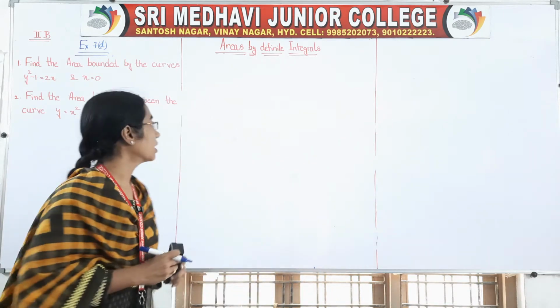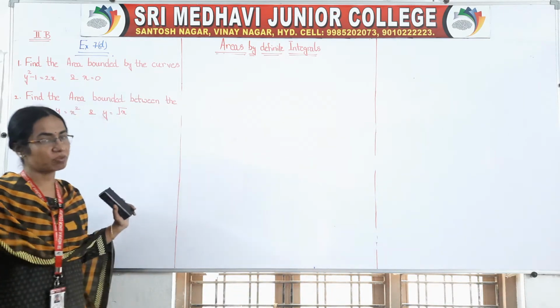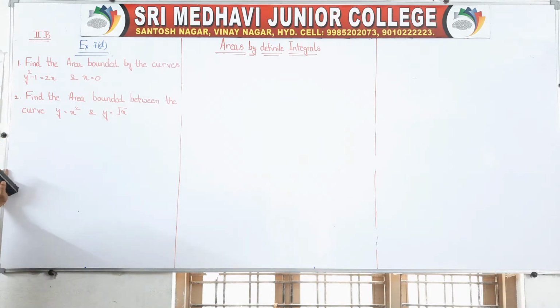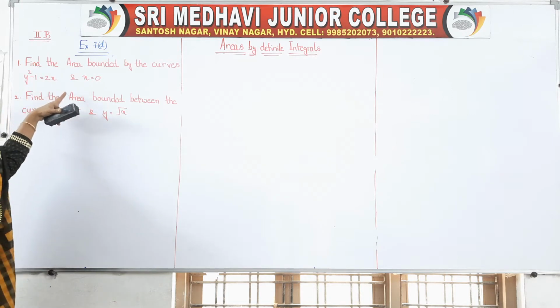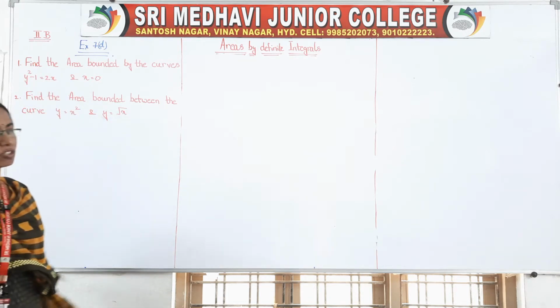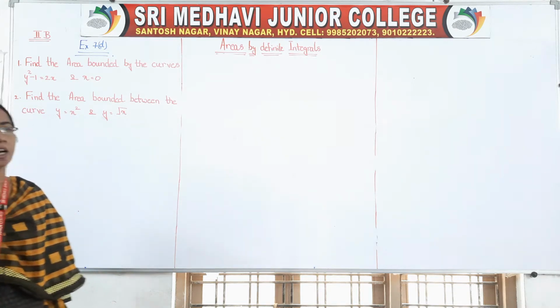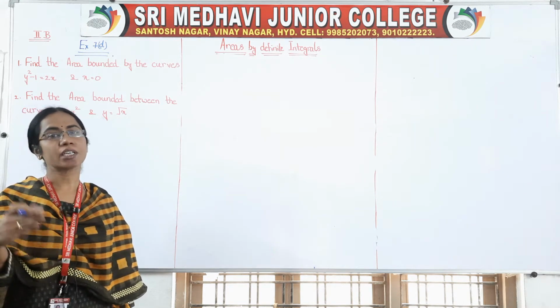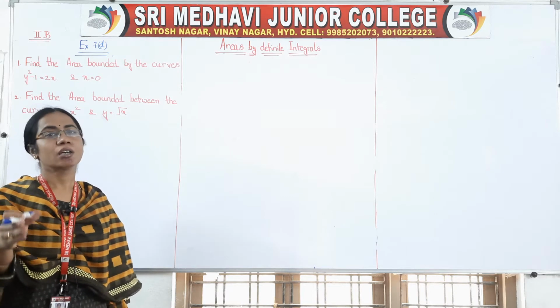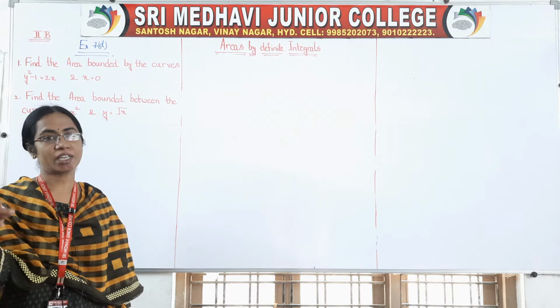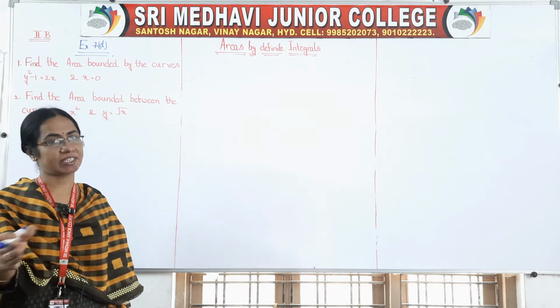Okay, so come to the question. Today we will do 2 questions. Find the area bounded by the curves y square minus 1 is equal to 2x and x is equal to 0. Actually we will call everything a curve, even a line and a triangle, all we will say as a curve, right?